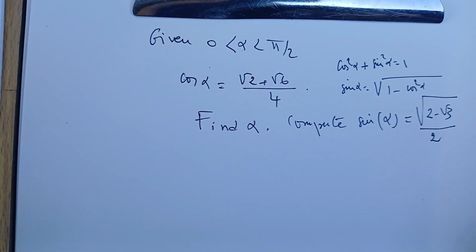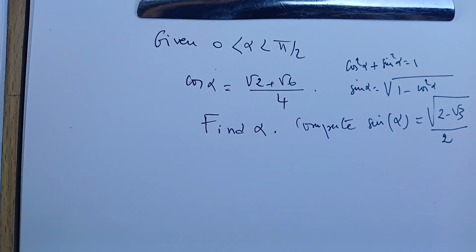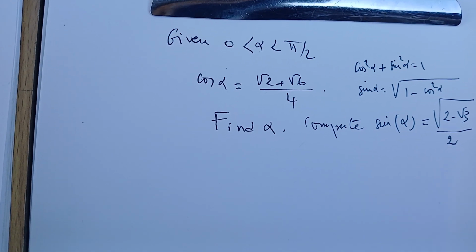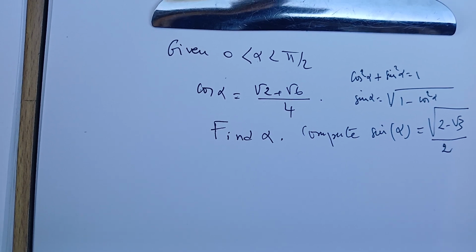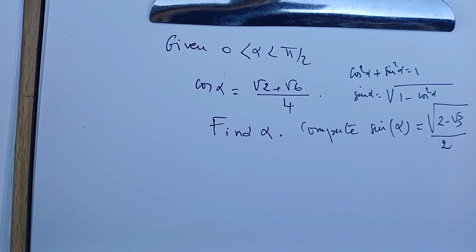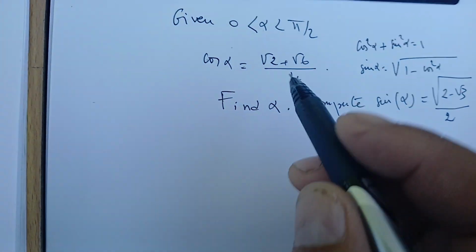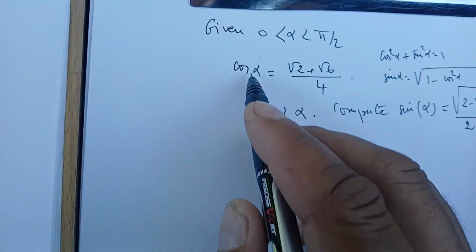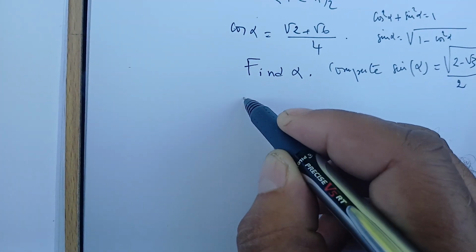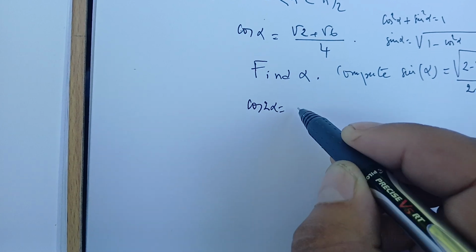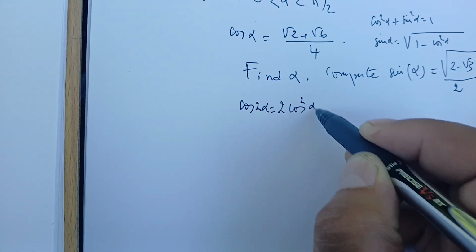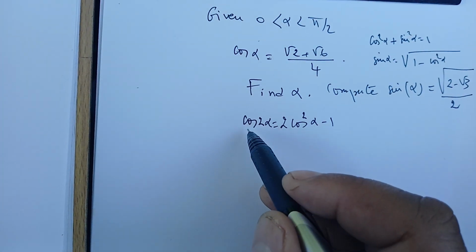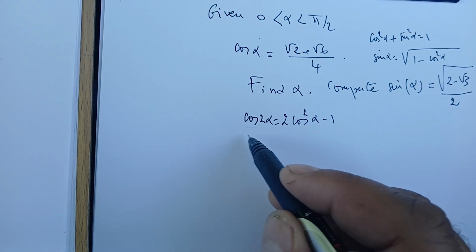But the issue is, what's this angle? How can we do this? If we try to find the tangent of alpha, we're also going to have an issue. So the best idea to get rid of this alpha here is by using this fact that the cosine of 2 alpha is 2 cosine squared of alpha minus 1. So it's better to compute this one. This is the hint.